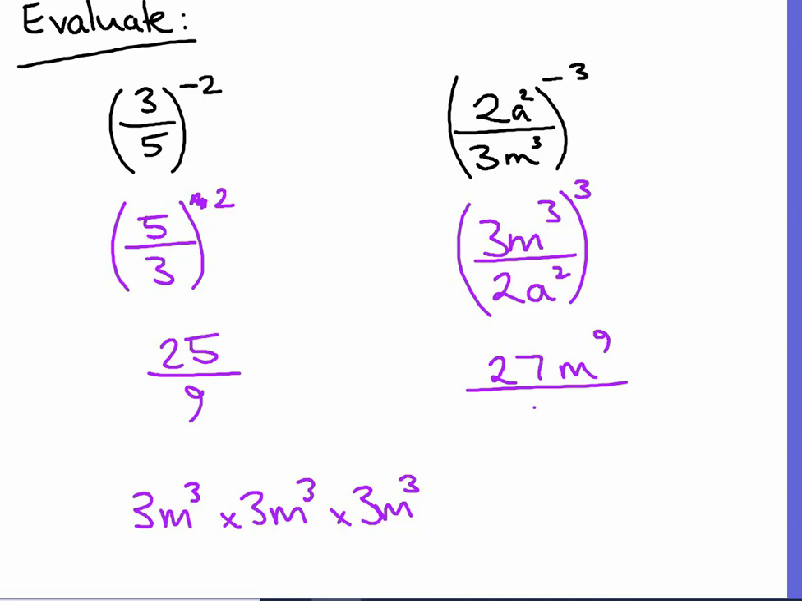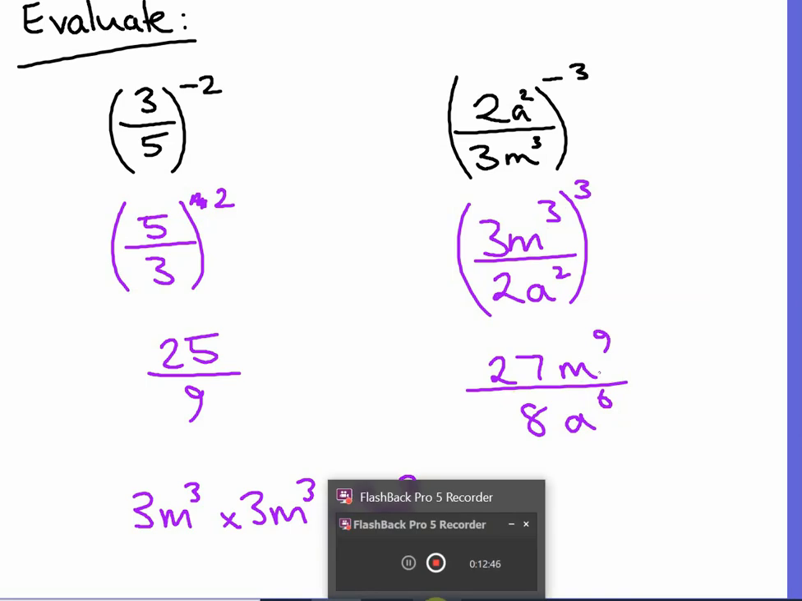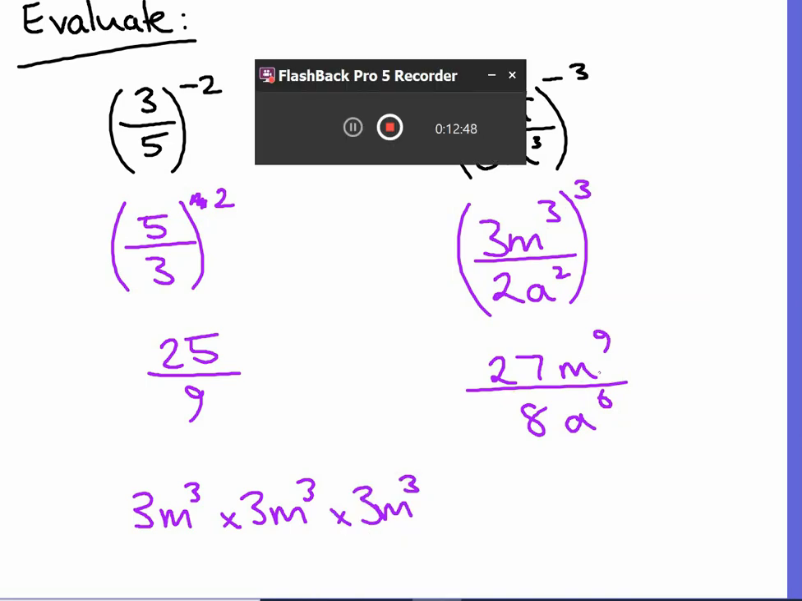So 2 cubed is 8, and we have a to the power of 6. There we go. That's all you can do with that one, really, because these bases are different. We can't do any rules with indices. Okay, so best of luck everyone, and I hope you enjoy negative indices.